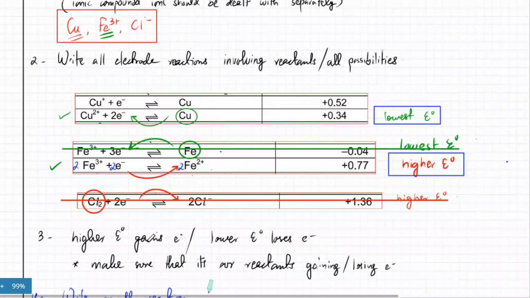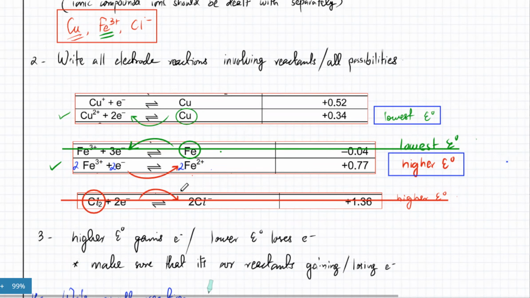The high E naught gains electrons. So the highest E naught initially came out to be this 1.36 volts, but I did not select that. Why? Because if I selected that, then the highest E naught gains electrons, it would be Cl2 that would gain electrons, which is why I did not select it, because I didn't have Cl2. So by default, the highest E naught came out to be 0.77. And I did select that because I did have Fe3 plus gaining electrons. So I did have Fe3 plus.